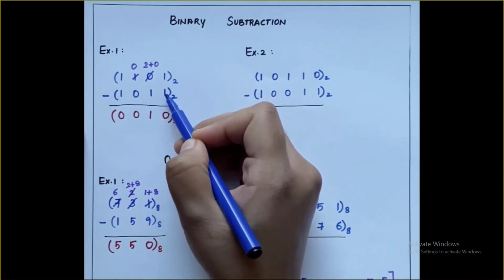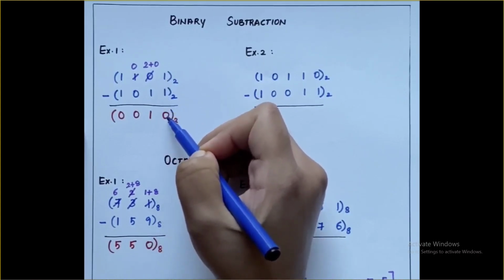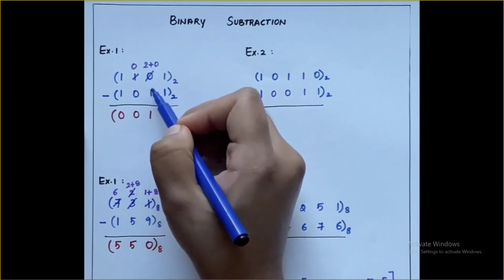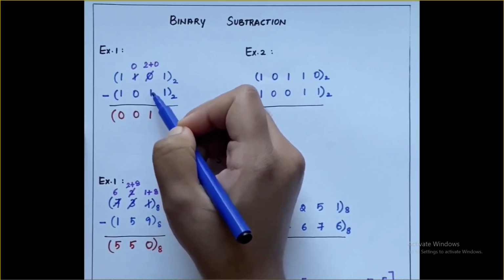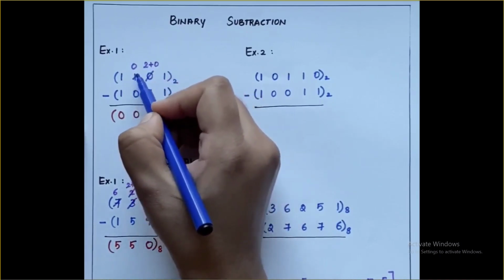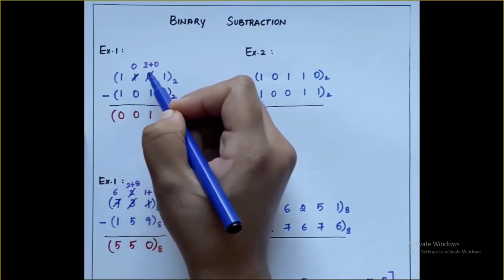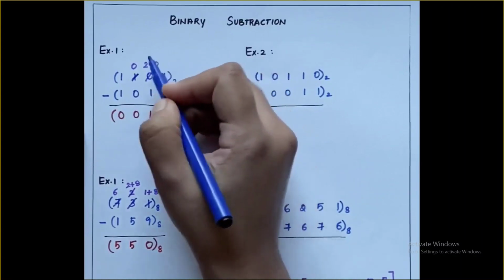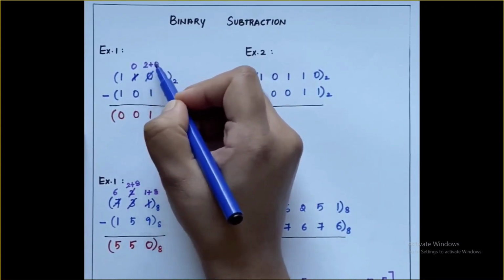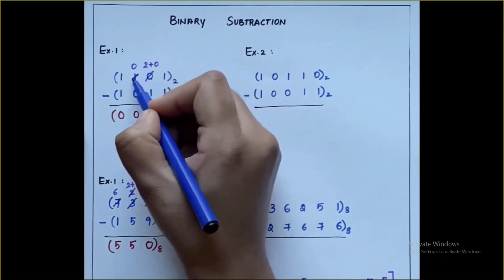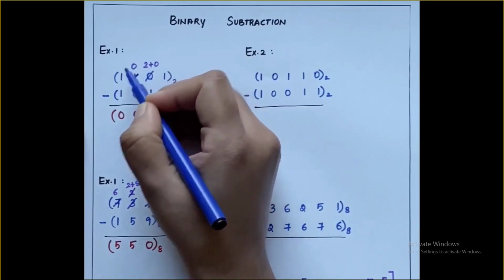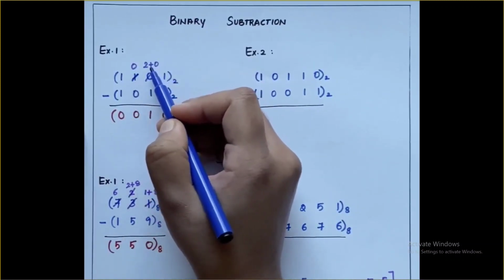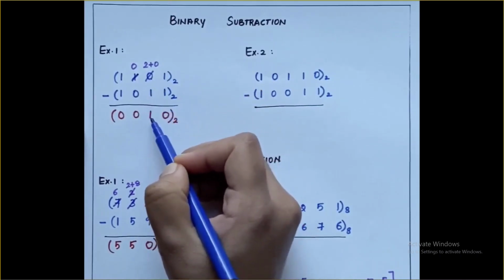So 1 minus 1 will be 0. Next, moving on to the next bit, 0 minus 1. Since 0 is less than 1, we have to borrow from the previous bit. To perform this, consider the base value which is 2. Current value 0, so 2 plus 0 will be 2. And in front we reduce by 1, so 1 is reduced to 0. So 2 plus 0 is 2 and 2 minus 1 will be 1.